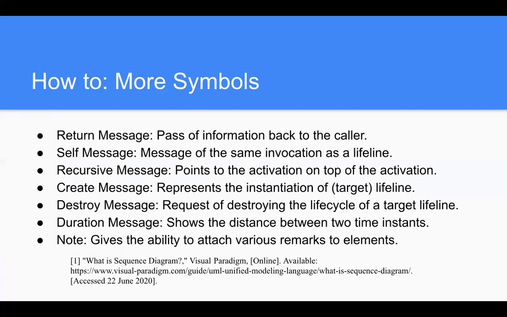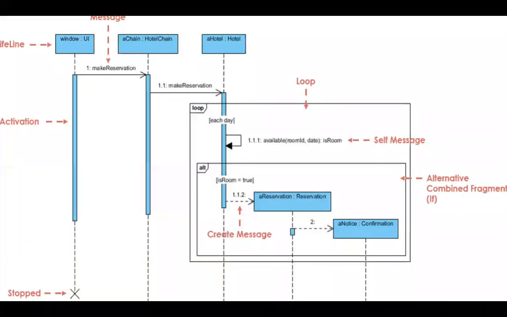So here's another example. This is a hotel system. Our elements are a reservation window, a hotel chain, and a hotel. And the hotel makes a reservation, and the reservation makes confirmation.